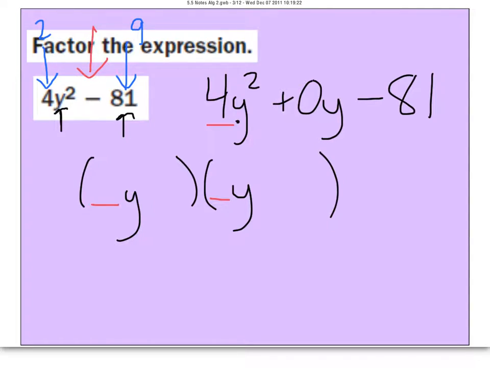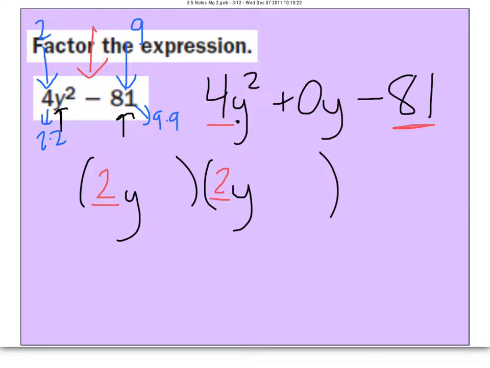When that happens, odds are the combination you should use for the 4 is the 2 and the 2, and the combination for the 81 is the 9 and the 9. So let me show you how it comes into play. Again, we broke the y squared down, but let's break the 4 down and try the 2 and the 2.